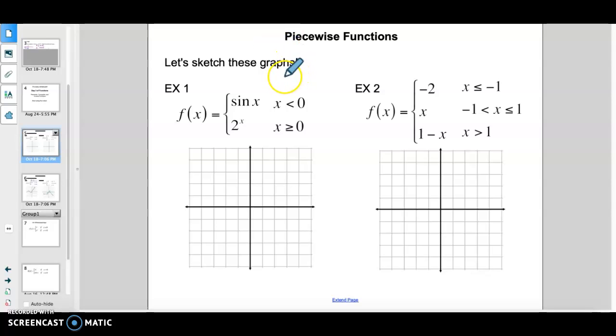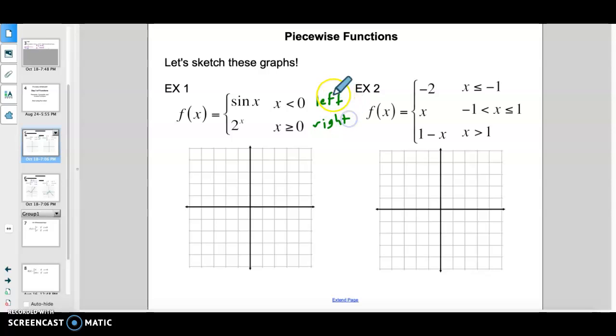So remember, piecewise functions are functions that have multiple parts. So it's not just like y equals mx plus b. Now we've got the y equals and then two separate functions. With piecewise functions, you're going to have restrictions on them. So this is saying x is less than 0. So the sine x graph is going to happen when x is less than 0, so that's happening to the left of 0. And then 2 raised to the x is happening when x is greater than or equal to 0, so it's happening to the right of 0.